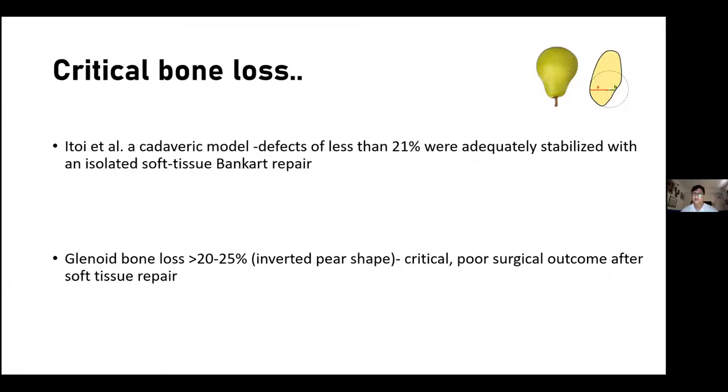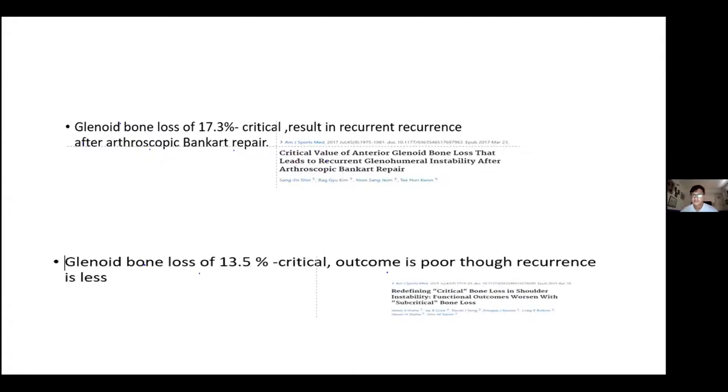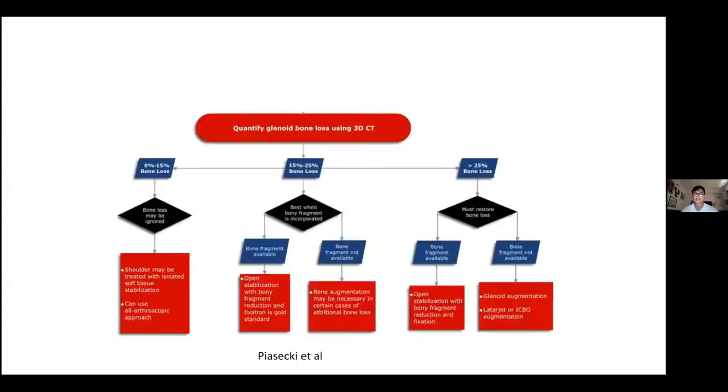But there are other studies which show that a lesser amount of bone loss from the glenoid is also significant. One study shows that if the glenoid bone loss is 17.3%, it is critical and leads to recurrent dislocation after arthroscopic Bankart repair, so it should be addressed. Some studies show even lesser amounts, with glenoid bone loss of just 13.5% also being critical. Though it is not associated with high recurrence, the outcomes are poorer if the pathology is not addressed.